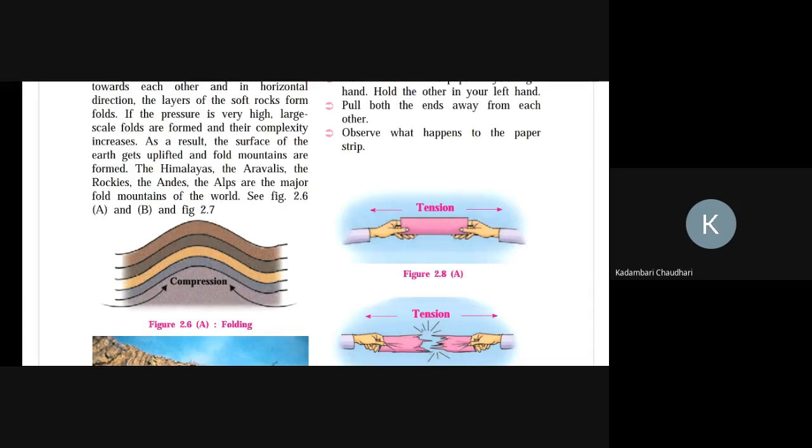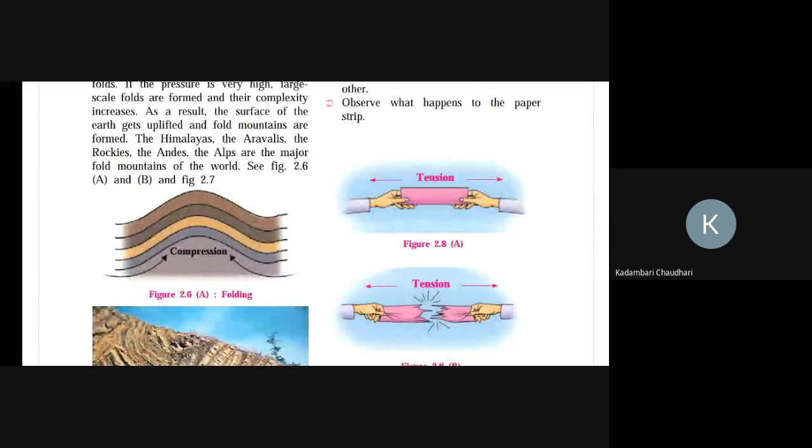So basically, because of this, what happens? That upper layer of the earth gets uplifted, because below that layer there is a high pressure wave. They are colliding with each other, and that's why the rocks or the land present above that colliding point will get uplifted. The Himalayas, the Aravallis, Rockies, Andes, the Alps are major fold mountains of the world.